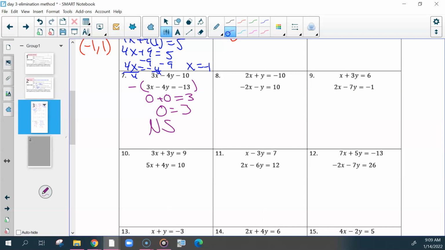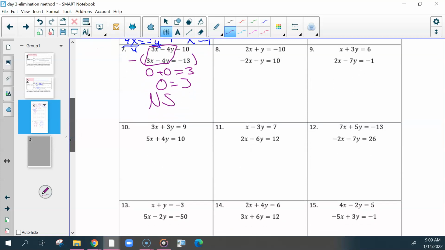And the slopes are the same, so if you change these both to slope intercept form, they would be parallel lines. You'll also see that here they were exactly the same. It's just the numbers weren't. So that would also tell you it's going to be no solution. We're going to do two more. Okay. We're going to skip to 9 now.